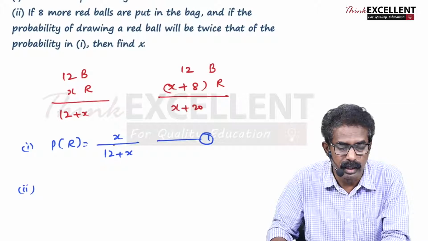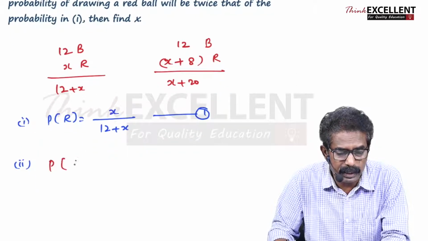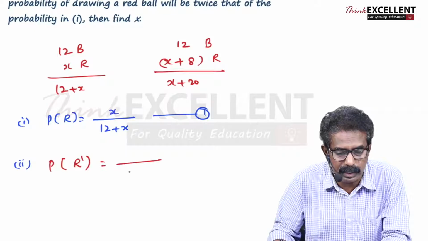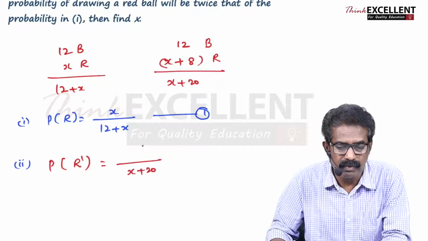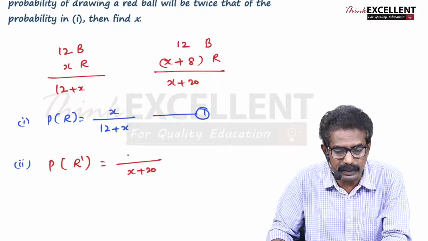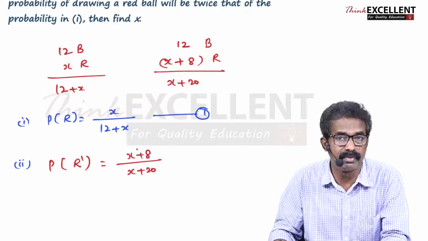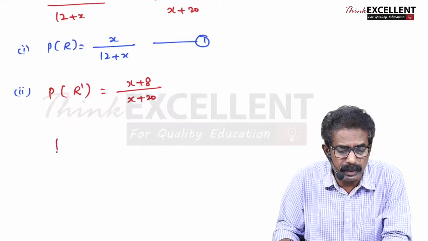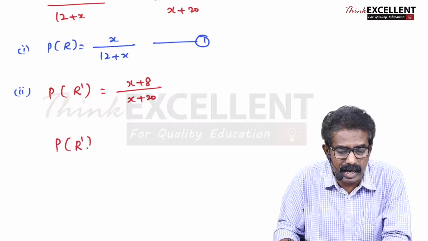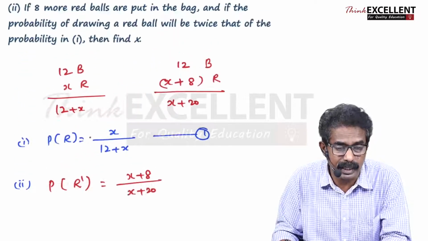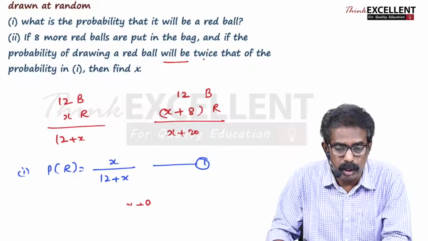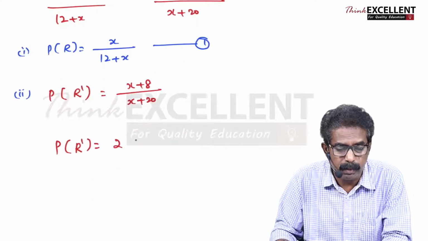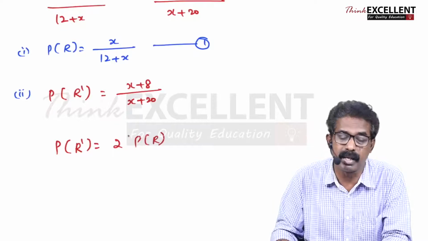This is the total. Now in the second case, probability of getting a red ball, I'm taking it as R dash. Total balls, X plus 20. Favorable cases, red balls, it is X plus 8 now. Hope you understood. N of A by N of S, right? And what they say now, this probability of R dash, getting a red ball in the second case, will be twice that of the probability in the first. 2 times probability in the first case, that is P of R.